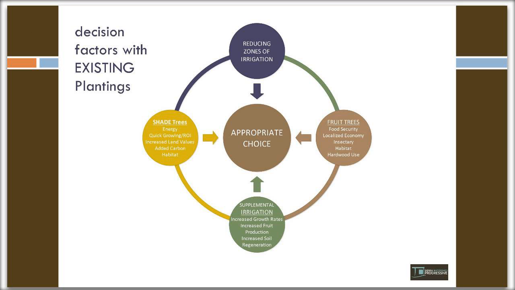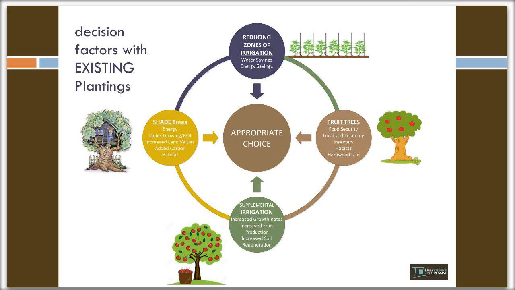So this is not a decision tree, but essentially some helpful thoughts on what the appropriate choice could be when you go to decide what to irrigate. And the idea is for us to get as many different multi-factors as possible.